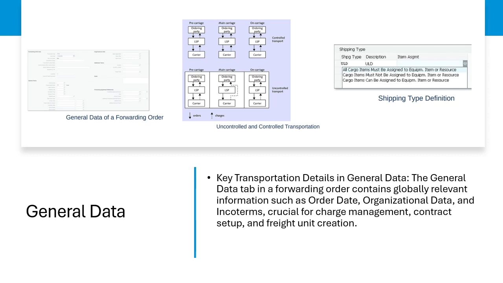I'll explain how shipping types are defined in SAP TM. So the shipping types determine the mode of transport, such as a full container load or less than a container load. So the shipping type influences how items are managed within the forwarding orders, particularly when cargo needs to be assigned to equipment like containers or rail cars. So the shipping type is also tied to movement types, impacting the transportation routes and stages. So this flexibility allows businesses to customize the shipping type based on their specific logistic needs.